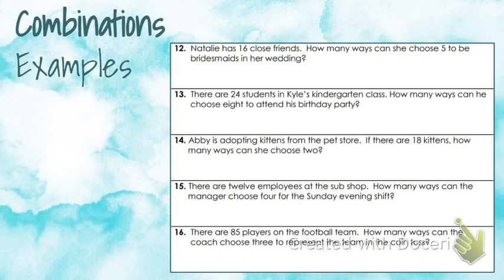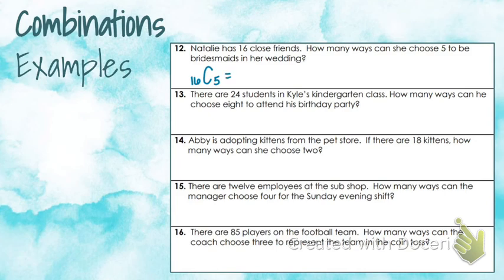Okay, number 12 says, Natalie has 16 close friends. How many ways can she choose 5 to be bridesmaids in her wedding? Now, this does not say how many ways can she choose the order of the bridesmaids. They just want to know how many ways can she pick 5 people to be bridesmaids. So if she picks Sally, Joe, whoever, if she picks 5 people and then she picks those same 5 people but in a different order, that does not count as 2 different answers. So that's why it's a combination. So this is going to be 16 because she has 16 friends, C, 5 because she's choosing 5 of them.